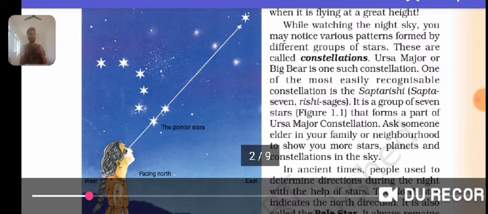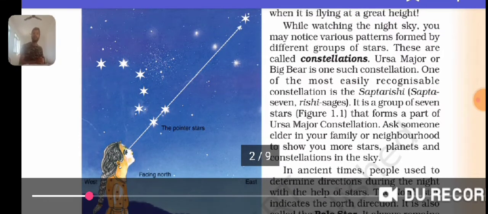So now what happened? The moon is not a star, but then also it gets its light. How? The moon is not a star, but it also gets light. How? The moon gets its light from the sun and it's reflected to the earth. That's why we can see the moonlight.